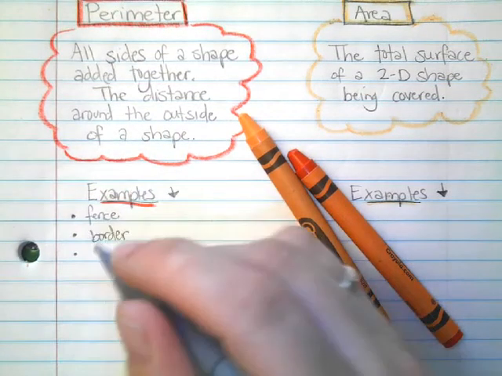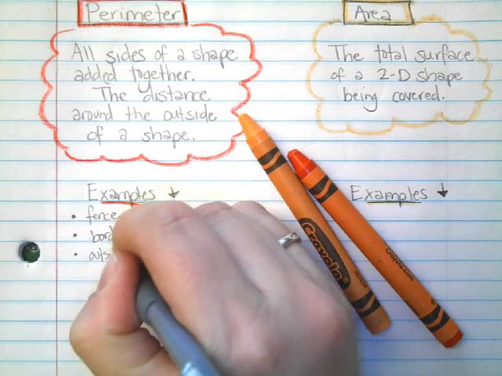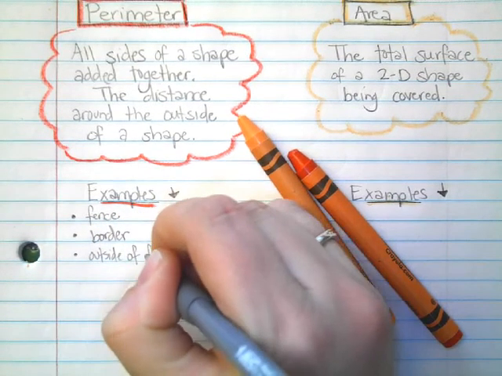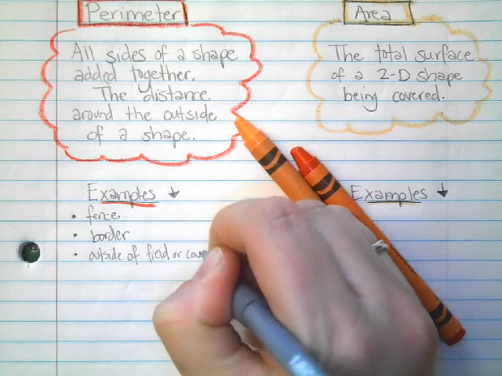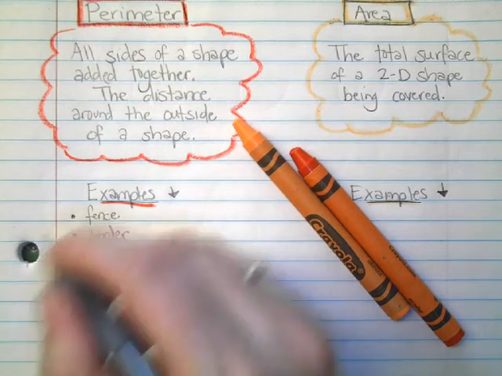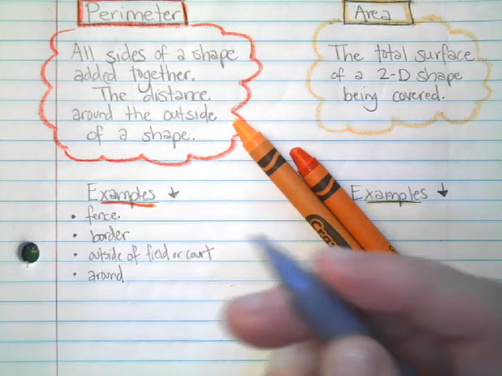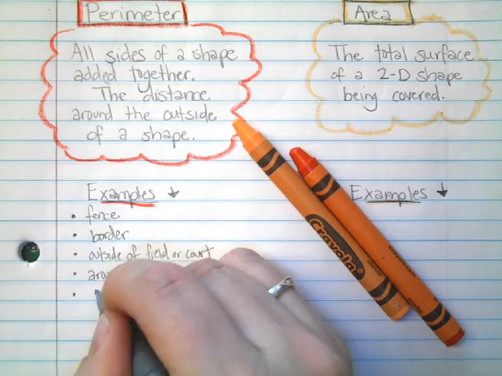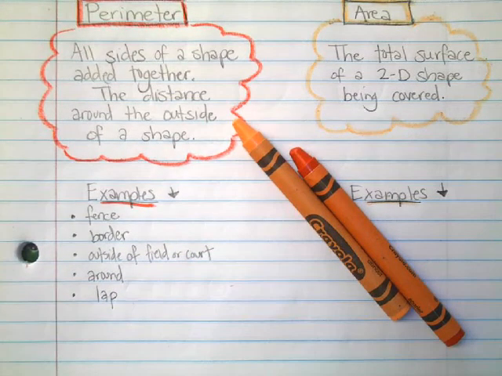Maybe the perimeter of the outside of some type of field, so the outside of a field or court. You would use perimeter if you're talking about how far around something is. Another example of this might be a lap around a track or something like that. Those are all examples of times when you would use a perimeter.